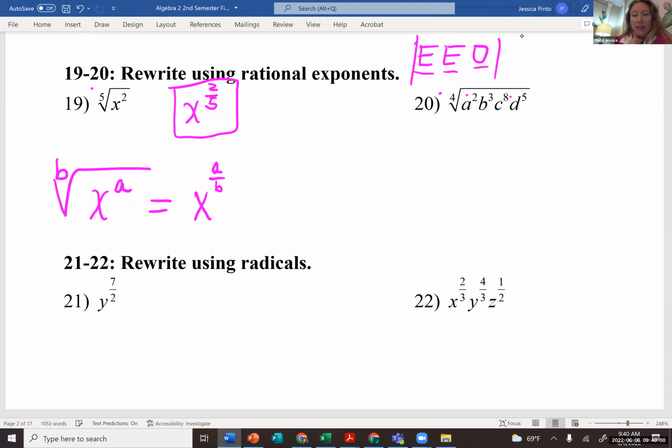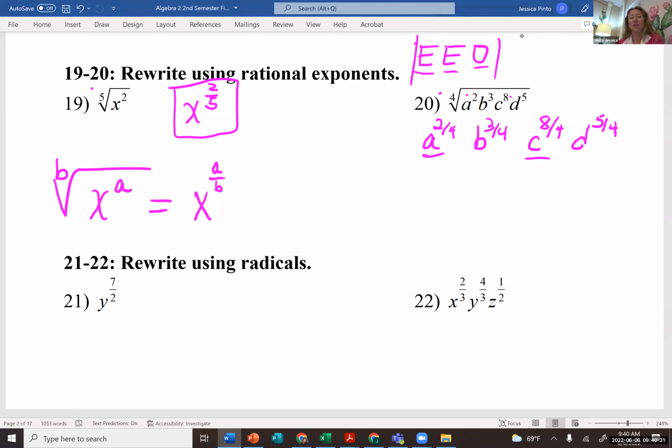So looking at this, I'm going to have A to the 1, nope, I wrote 1, it should be 2 over 4. Then I'm going to have B to the 3 over 4, C to the 8 over 4, and D to the 5 over 4. So I've just given each one the denominator of 4. As I'm seeing this, I see that A and C will reduce.